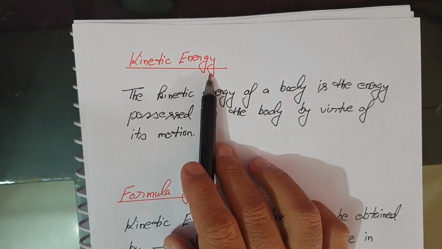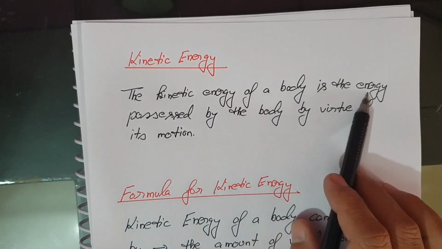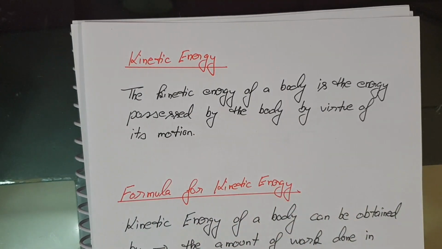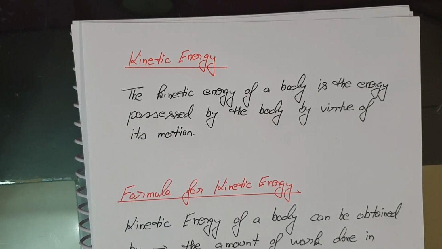Kinetic energy. The kinetic energy of a body is the energy possessed by the body by virtue of its motion only. For example, a bullet fired from a gun can pierce through a target on account of the kinetic energy of the bullet. The windmill works on the kinetic energy of air. Water mill works on the kinetic energy of water. A nail is driven into a wooden block on account of the kinetic energy of the hammer striking the nail.